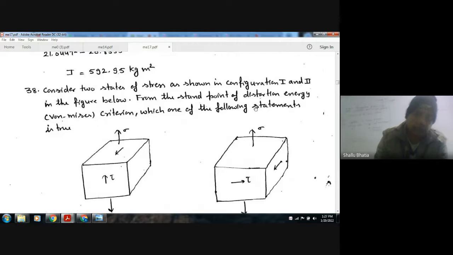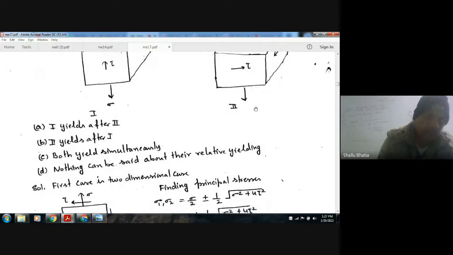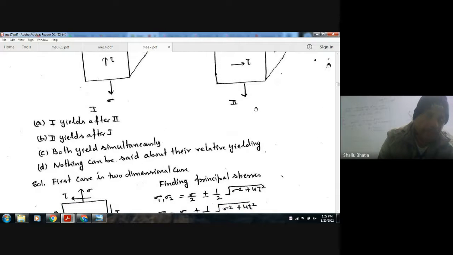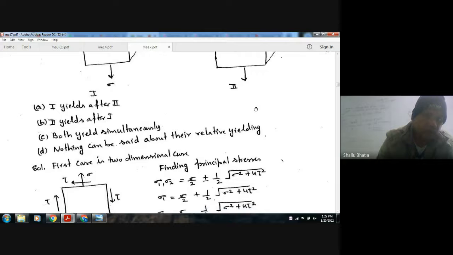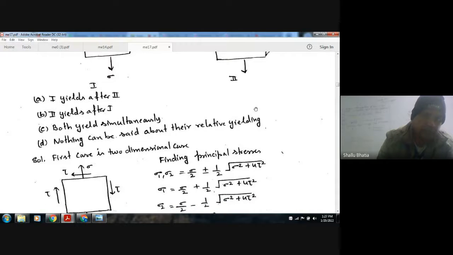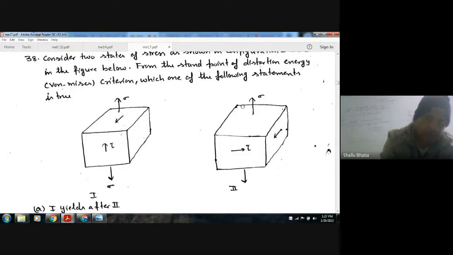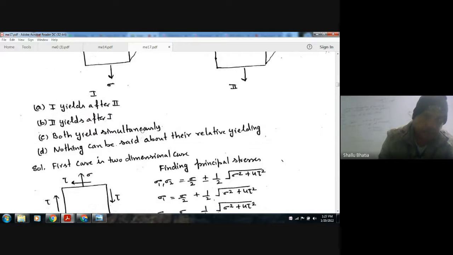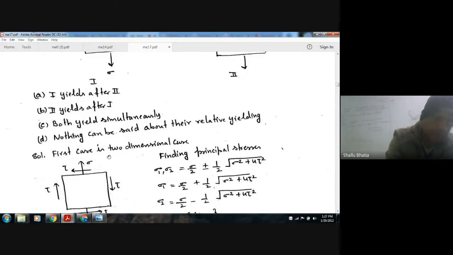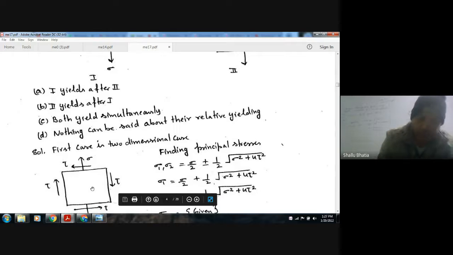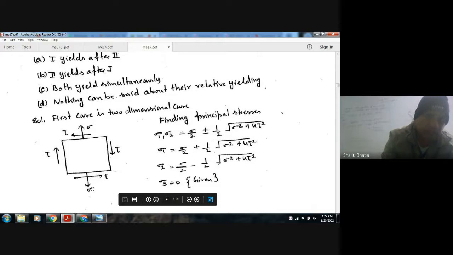Which one of the following statements is true? Option A, one yields after two. B, two yields after one. C, both yield simultaneously. D, nothing can be said about their relative yield. So if we look from this side, in the first case, we have a figure like this: sigma, tau, tau, tau. So we can find out the principal stresses.